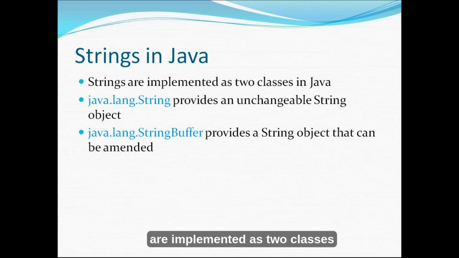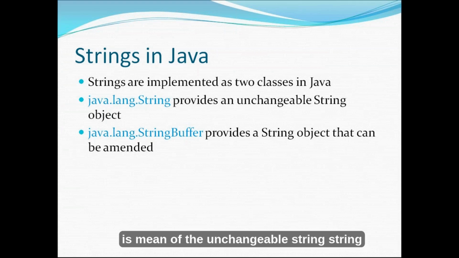Strings are implemented as two classes in Java. What are those two classes? java.lang.String. String is available in the lang package. java.lang.String provides an unchangeable string object.